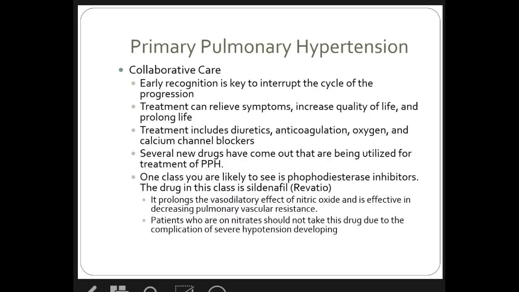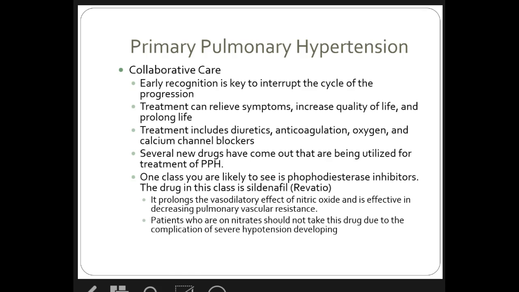It is a collaborative care. Early recognition is key to help interrupt the cycle of progression for these folks. Treatment can relieve symptoms and increase the quality of life and actually prolong life. We utilize diuretics to help relieve dyspnea and the peripheral edema. Anticoagulants can be necessary because this helps to prevent thrombus.